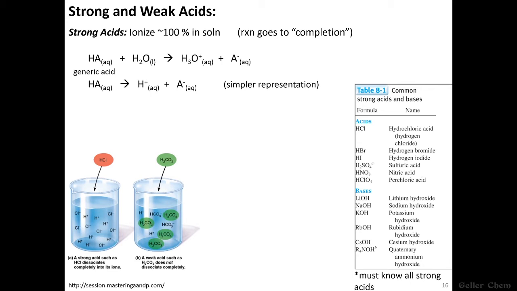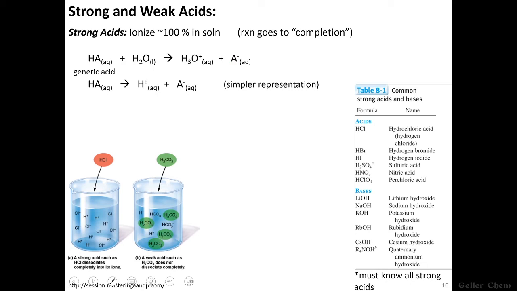So on this slide, we'll cover the definitions of strong and weak acids. Strong acids ionize 100% in solution. The reaction effectively goes to completion, and so we just use the forward arrow. And so this HA is a generic way of representing an acid. It's just a proton and everything else that will be left behind after reaction. This is what the conjugate base winds up being.